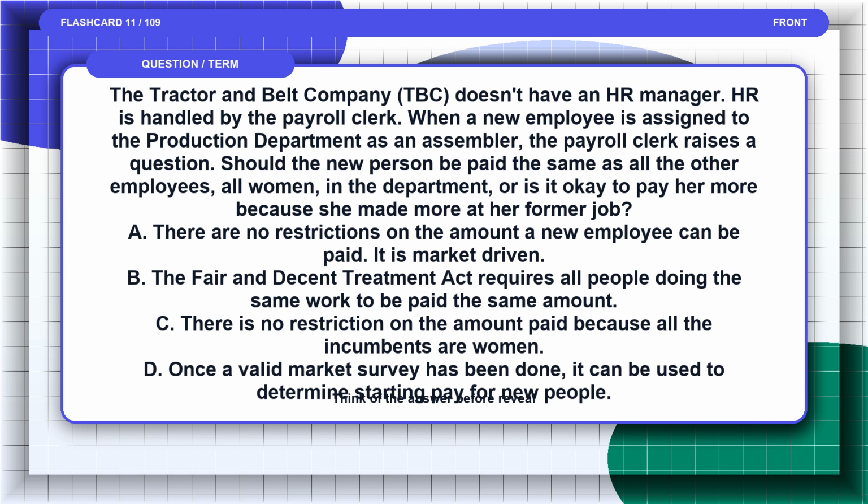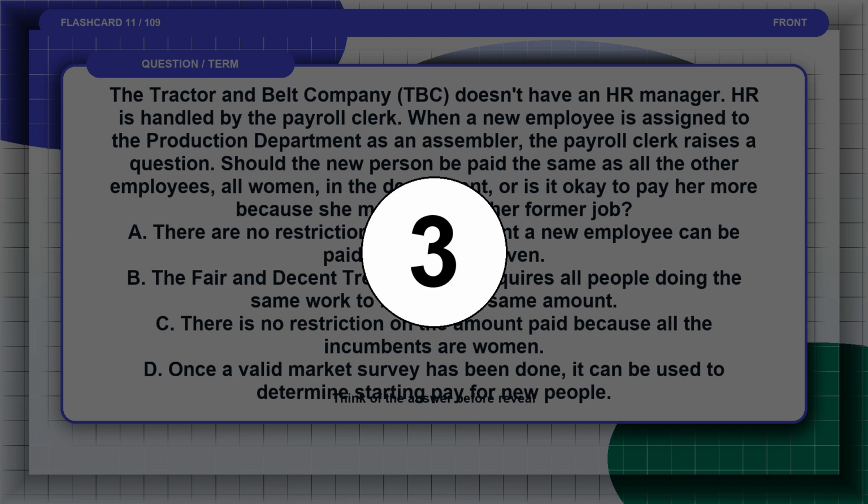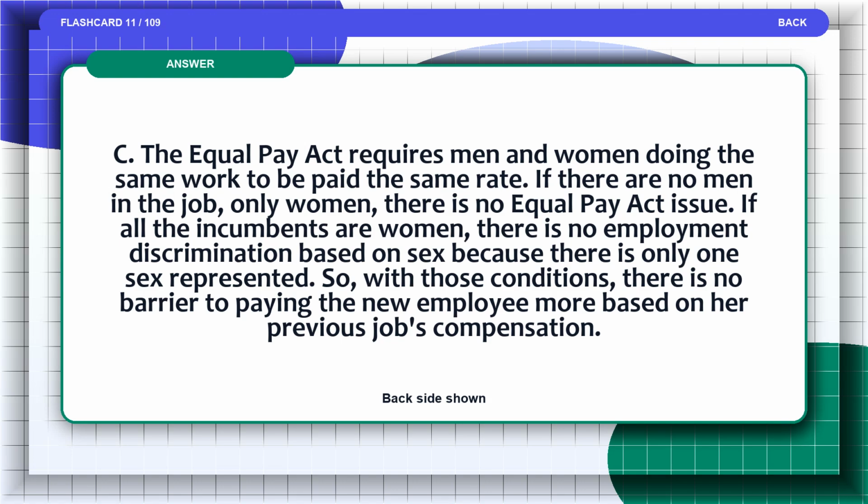Pause and think of the answer before the reveal. The answer is the Equal Pay Act requires men and women doing the same work to be paid the same rate. If there are no men in the job, only women, there is no Equal Pay Act issue. If all the incumbents are women, there is no employment discrimination based on sex because there is only one sex represented. So, with those conditions, there is no barrier to paying the new employee more based on her previous job's compensation.